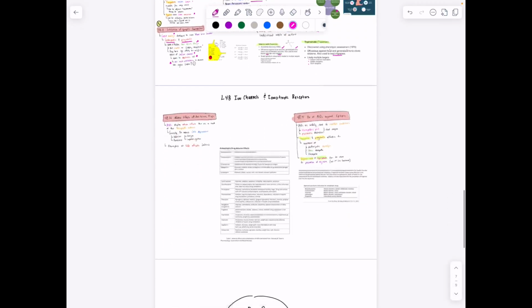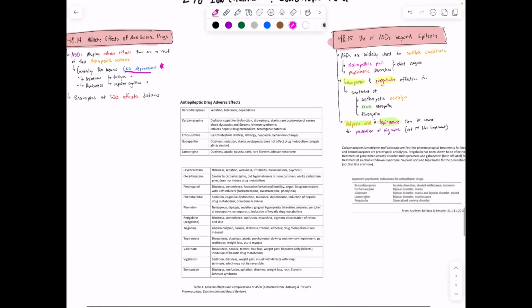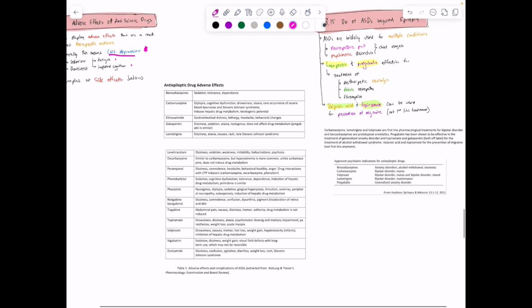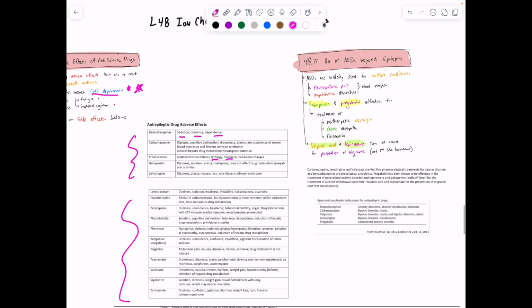All right, we're just about done. So adverse effects, we have lots of them, but this is all dealing with inhibiting the action potential. So therefore, central nervous system depression, so sedation, drowsiness, fatigue, impaired cognition. We have this huge list here, and I don't think that we need to know them other than just knowing central nervous system depression. But just take a look: sedation, tolerance, dependence, lethargy, headache. Yeah, there's just an absolute enormous number.